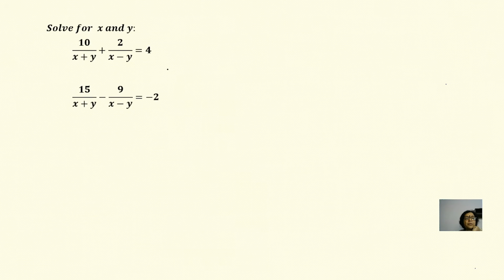Moving on to the next question, here we have 10 by x plus y plus 2 by x minus y is equal to 4. This is equation 1 and this is equation 2. Now here, if you look at this carefully, you will find both the variables are in the first term and both the variables are in the second term in both the equations. So in these types of questions, try to do the assumption method. 1 by x plus y is u and 1 by x minus y is equal to v.